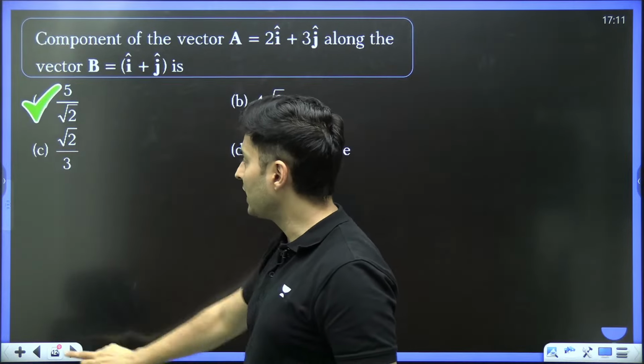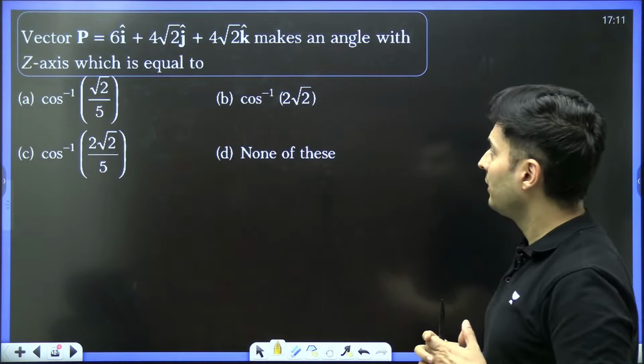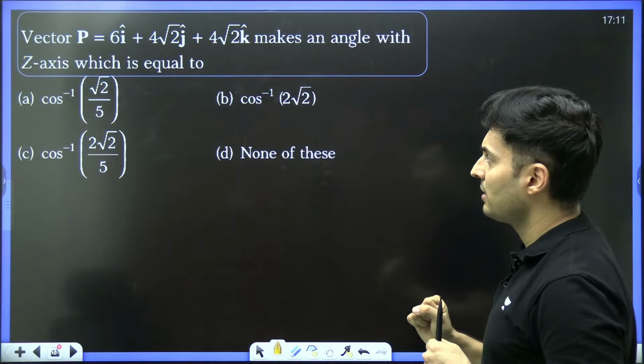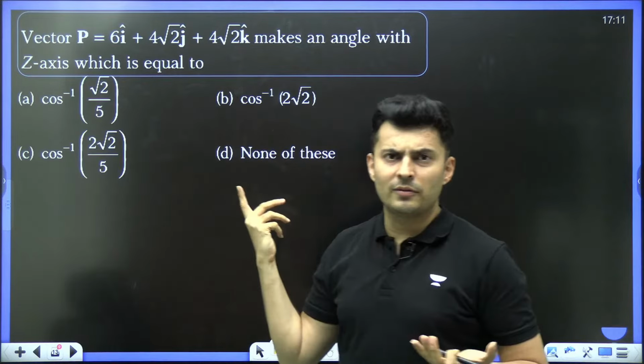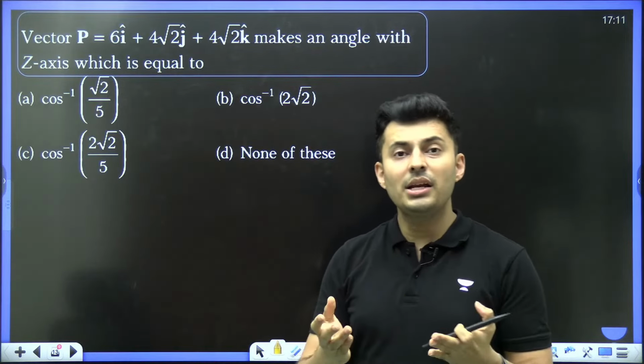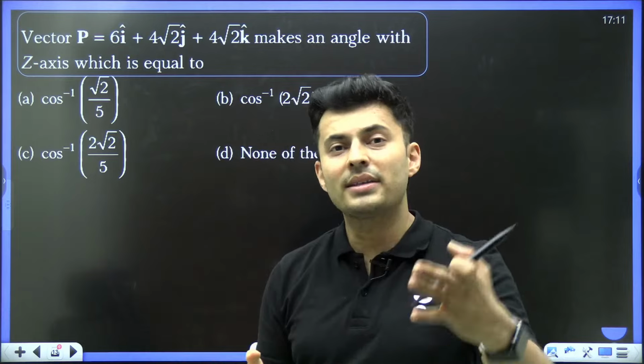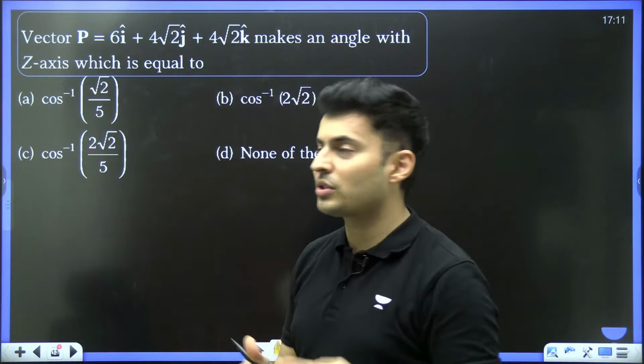Moving to the next question. There is a vector that makes an angle with the z axis. How much will be that angle? You can see everywhere cos is there, and one of the answers is none of these. So immediately what should strike your mind? Cos is there in dot product, so maybe you should use the dot product.